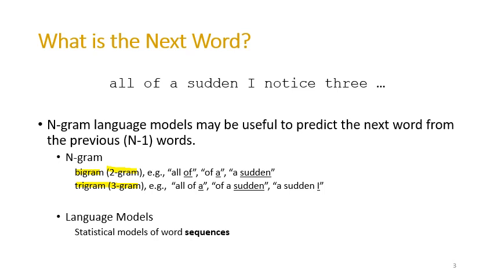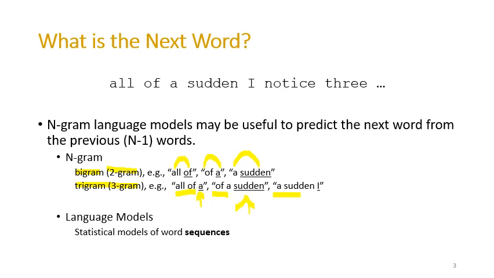And then if we are going to use these models to predict the next word, if we use bigram, it means that we are using the word all to predict the word of. We are using the word of to predict the word a, and we are using the word a to predict the word sudden. In trigram, we are using the previous 2 words to predict the third word. So all of to predict a, of a to predict sudden, and then a sudden to predict I.